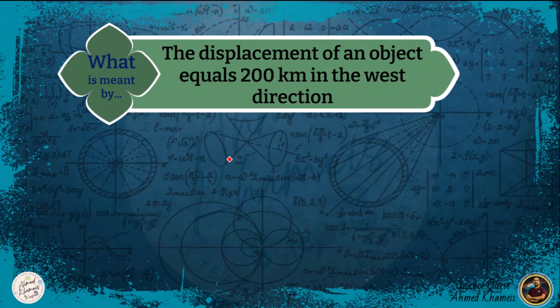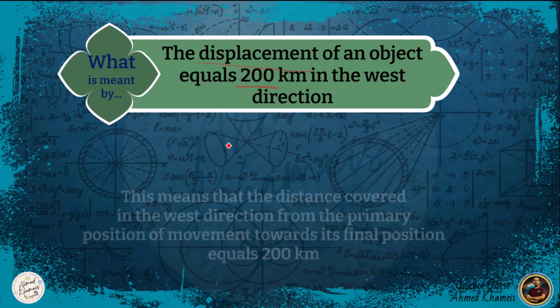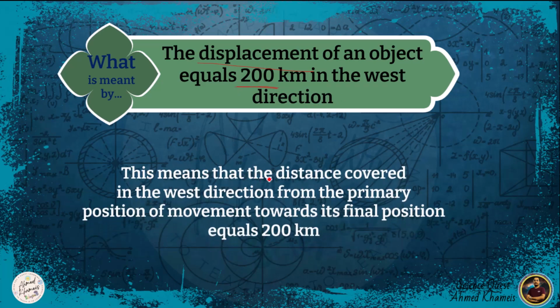And what is meant by the displacement of an object equal to 20 kilometers in the west direction? Displacement is the length of the straight line from the starting point to the end point in a certain direction. So we say that the straight line in the west direction from the starting point to the ending point equals 20 kilometers. So this means that the distance covered in the western direction from the primary position of movement toward the final position equals 20 kilometers.